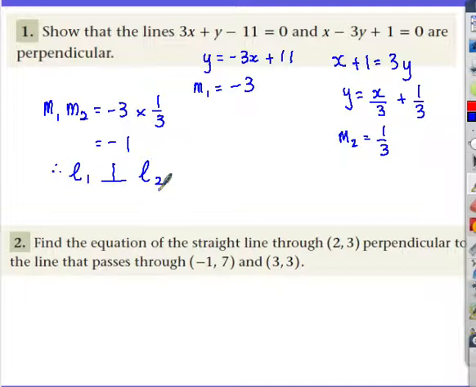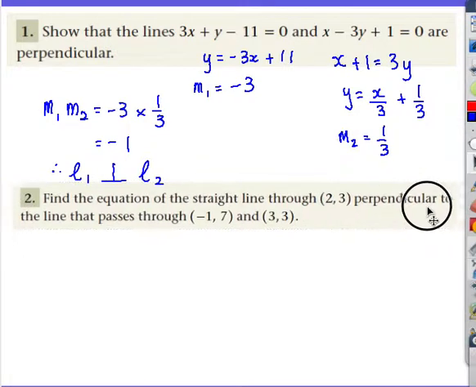So we'll work for all perpendicular lines that the product of their gradients is equal to -1. Or can you see how when you compare these two gradients, this is the negative reciprocal of this, and this is the negative reciprocal of this. That's another way you can think of gradients of perpendicular lines. They're the negative reciprocals of each other. Any questions about that example there?